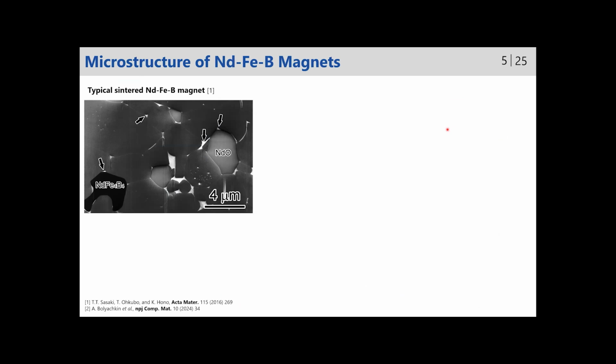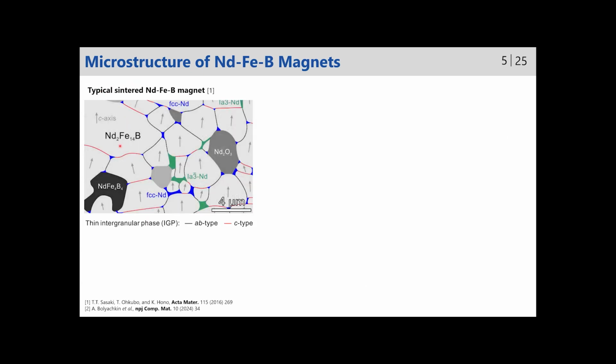So let's have a look at how the typical microstructure of neodymium iron-boron magnets looks. There are two types of magnets. Sintered magnets, and you can see an example. We have different oxide grains. In this schematic visualization, it's easier to see that we have grains of the main phase, which have a certain crystallographic texture. It can be slightly misaligned, but overall the easy axis is in one direction.